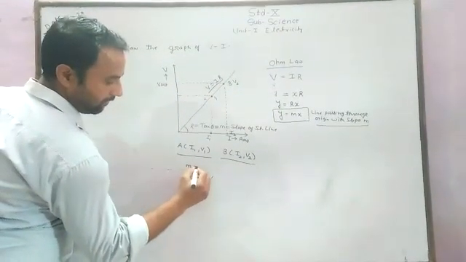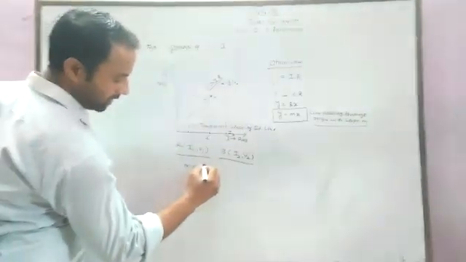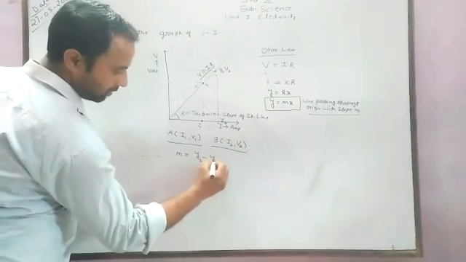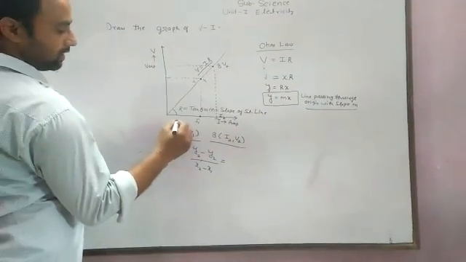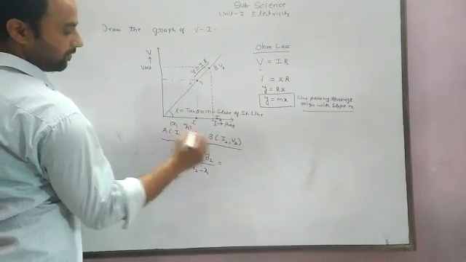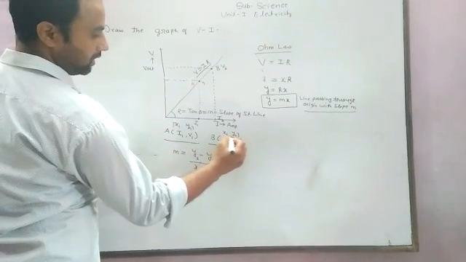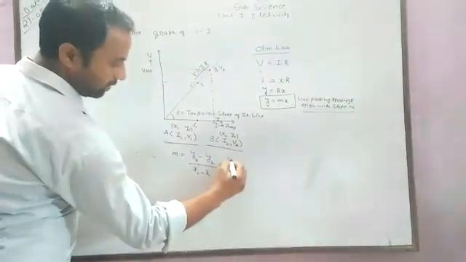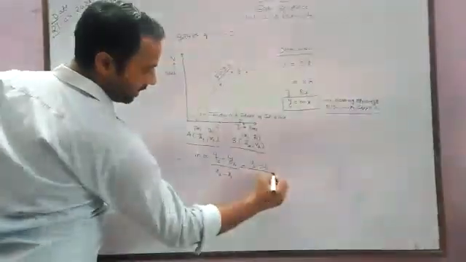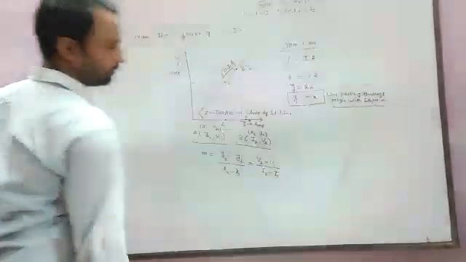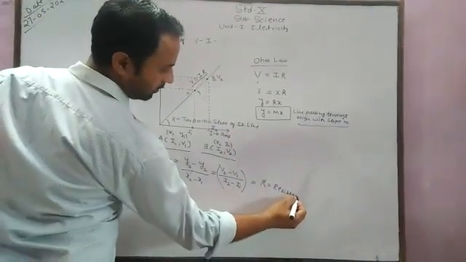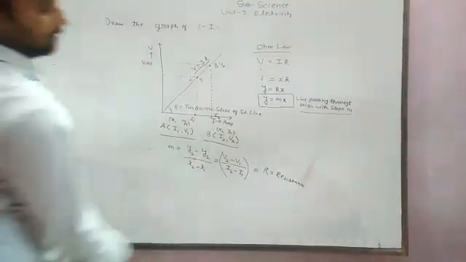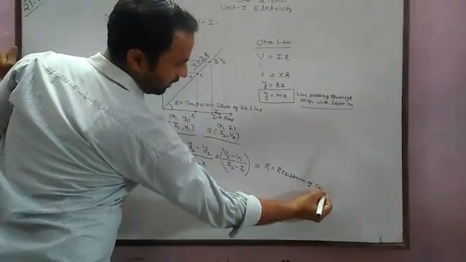So we have to determine the slope of the line. The formula for the slope is y2 minus y1 divided by x2 minus x1. Here this is x1, this is y1, this is x2, and this is y2. Comparing, the slope is V2 minus V1 divided by I2 minus I1. This is the value of the slope, and this value gives the resistance of the conductor.